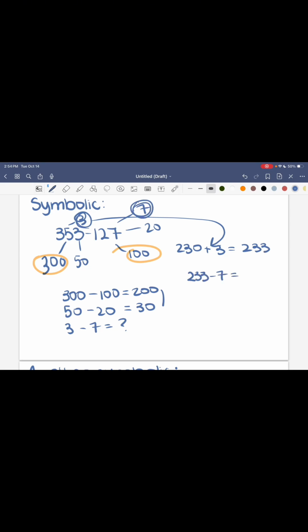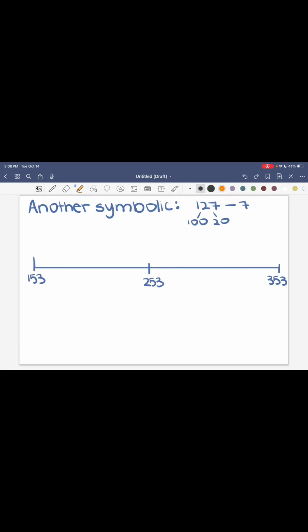That's a little hard. Let's break them apart. It's 3 plus 4, right? Let's do it bit by bit. Let's do this first. 233 minus 3 equals 230. 230 minus 4. Can't forget the 4 here. Equals 226.